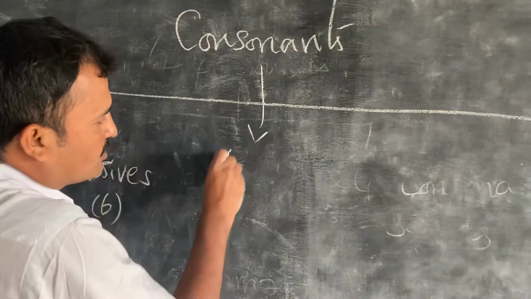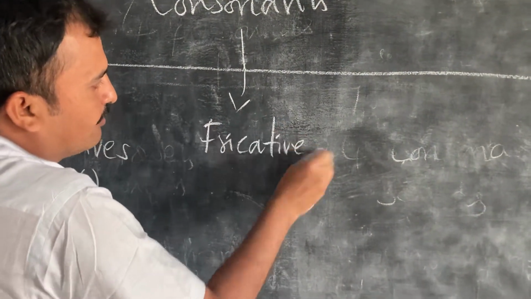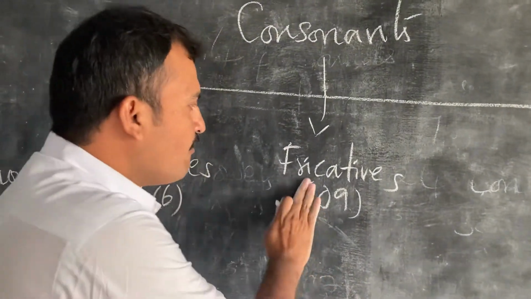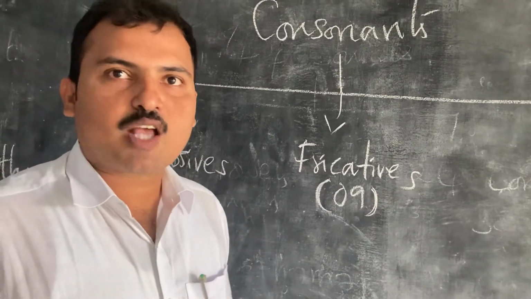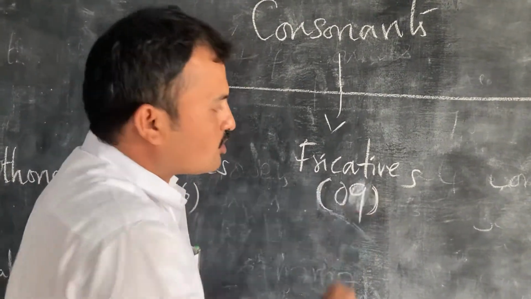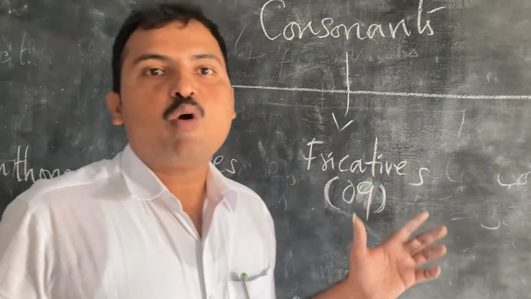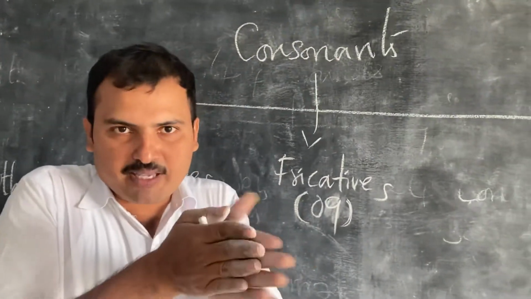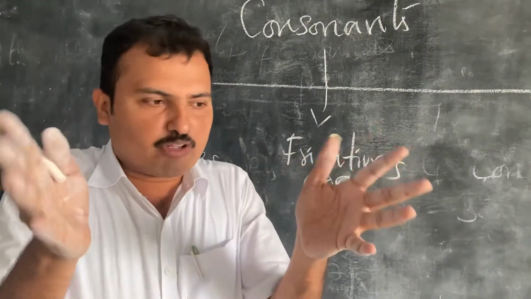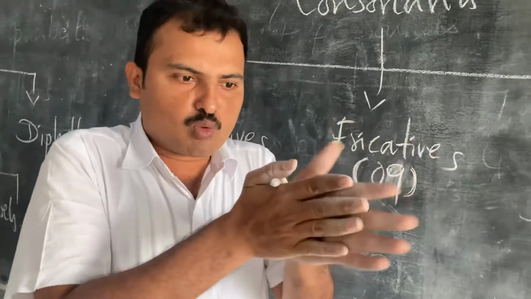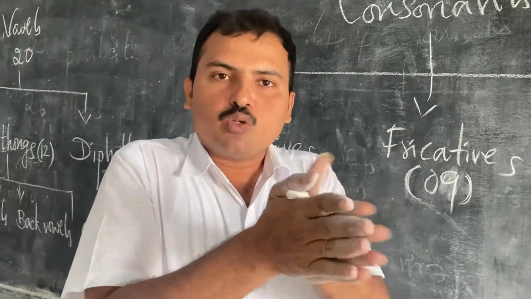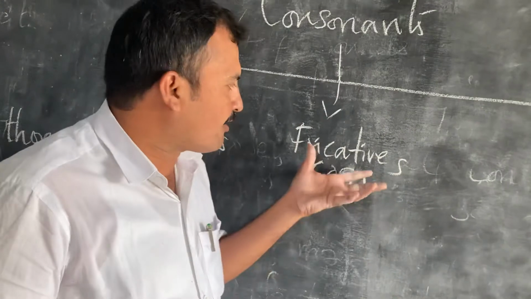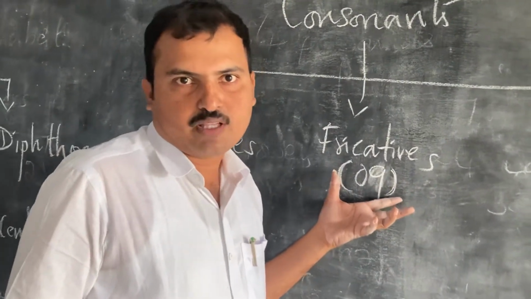And next, fricatives. Why are they called fricatives? Fricatives are 9 in number. While articulating fricatives, they cause a friction. Just like rubbing. When you take your two palms and rub them against each other, you cause some friction. Similarly, you cause a friction while articulating fricatives. That's why they are called fricatives.